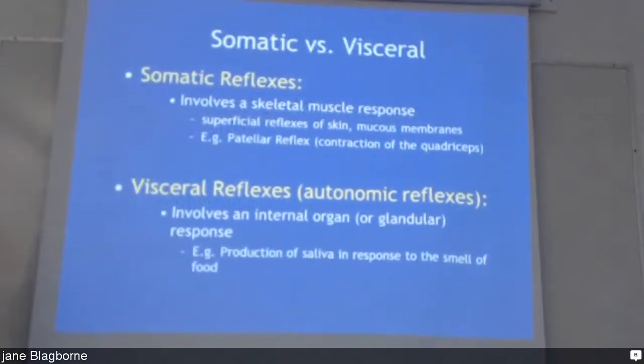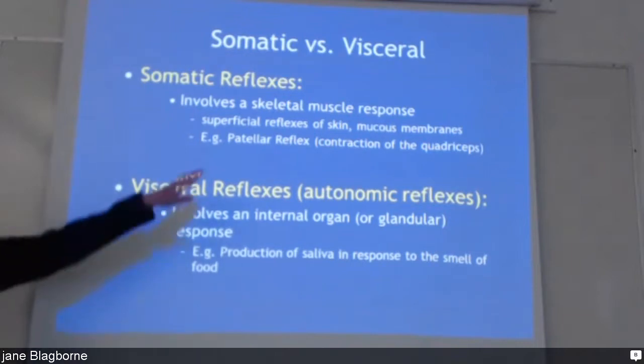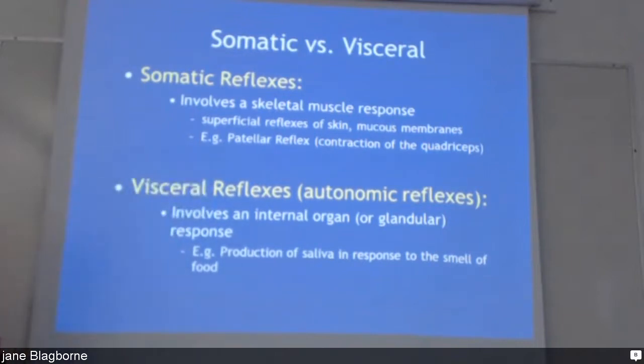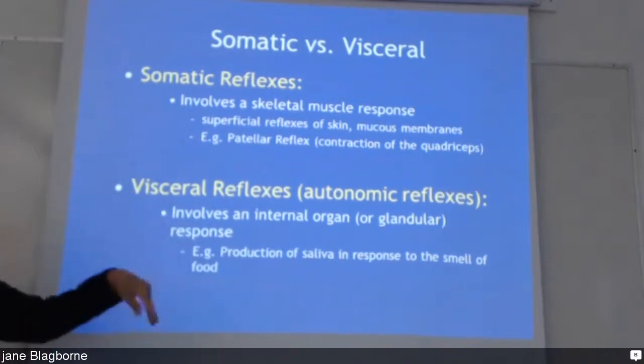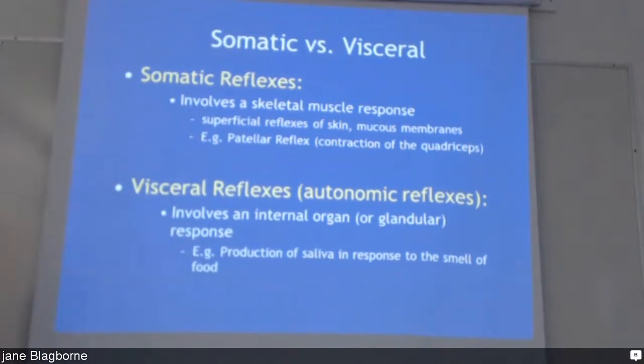So, somatic versus visceral. Somatic is skeletal muscles. Superficial reflexes of the mucous membranes of the skin. An example is the plantar reflex. Plantar flexion reflex and the contraction of the quadriceps are examples of somatic reflexes. But just remember, when you think of somatic, think of skeletal muscles, so the two S's kind of go together.